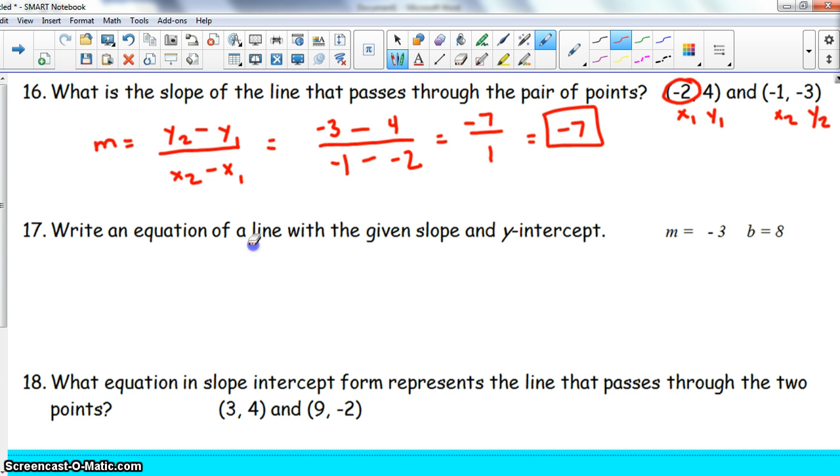Write an equation of a line given slope and y-intercept. Well, the easiest way to write that is slope-intercept form, y equals mx plus b, and I substitute what I know for m, and I substitute what I know for b. So your answer to that one would be y equals negative 3x plus 8.